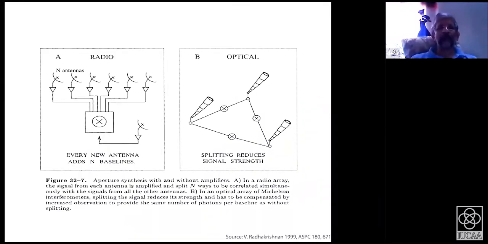In doing so, to conduct these pairwise comparisons or correlations, we require copies of the signal received by each one of the apertures. In the radio case, it becomes easy because of the ready availability of coherent amplifiers, where we can amplify the signal and make any number of copies we want without degrading the quality of the signal. Whereas that's not the case in the optical, where we need to split the photons that we receive and use them. So splitting reduces the signal strength, and it has a cost associated with it in terms of signal to noise ratio.